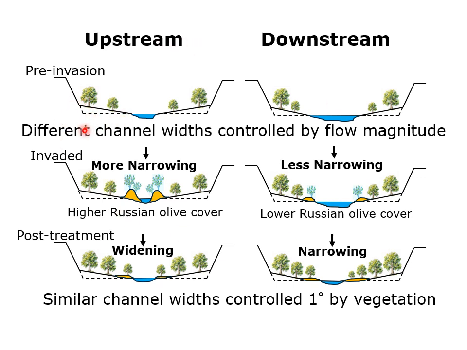First, prior to Russian olive invasion, upstream channels were narrower than downstream channels. And this was controlled largely by differences in flow magnitude, which was reflecting the earlier large turn of the 20th century floods. Second, during the invasion and prior to treatment of Russian olive, greater Russian olive cover in upstream reaches led to more levee building and greater relative channel narrowing than occurred in downstream reaches. And finally, following treatment, upstream reaches widened as levees eroded, while downstream reaches continued to narrow as channels approached similar widths that are now controlled primarily by the continued presence of native vegetation and its interaction with the current flow regime.